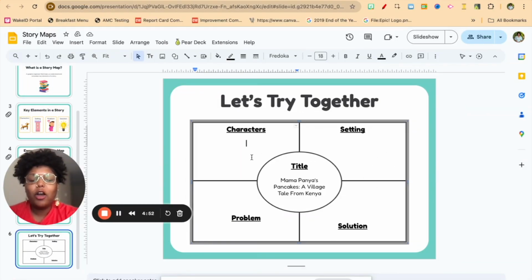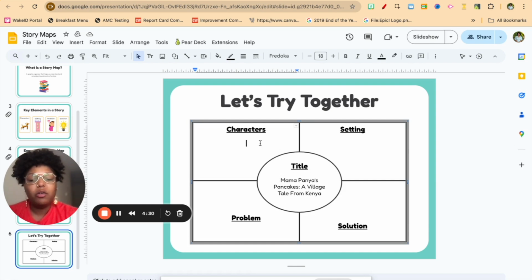Now, let's fill out our story map for Mama Panya's Pancakes, a village tale from Kenya, written by Mary and Rich Chamberlain together. This story is about a boy and his mother who learn the value of sharing with their community. In order to make sure that we are doing our story map correctly, you have to include the title right here in the center.